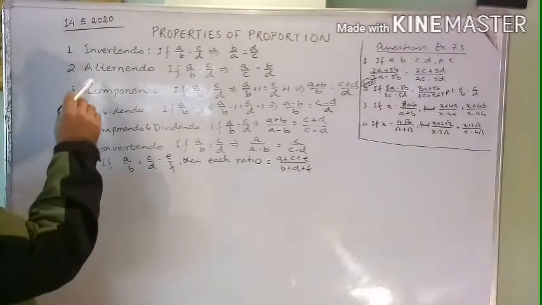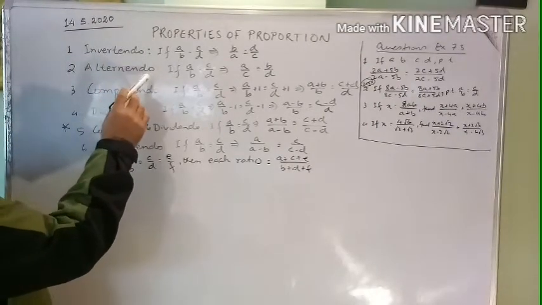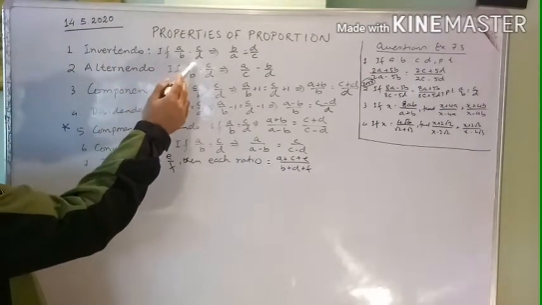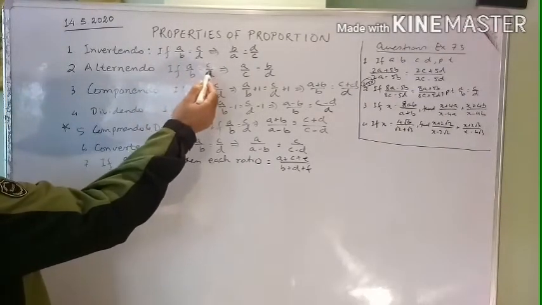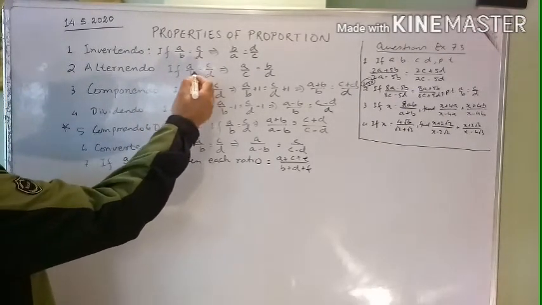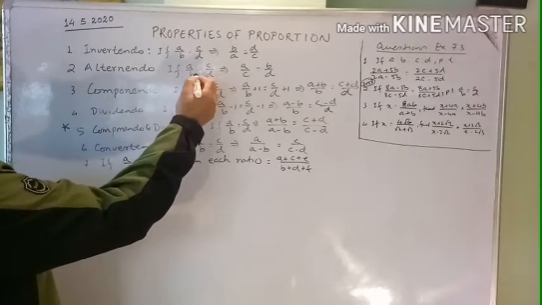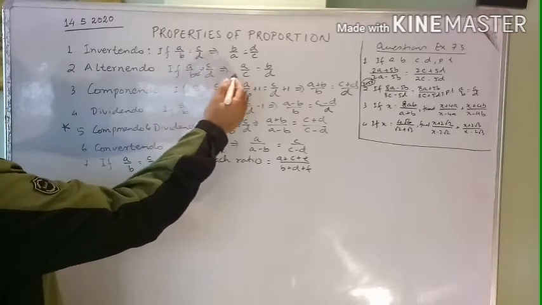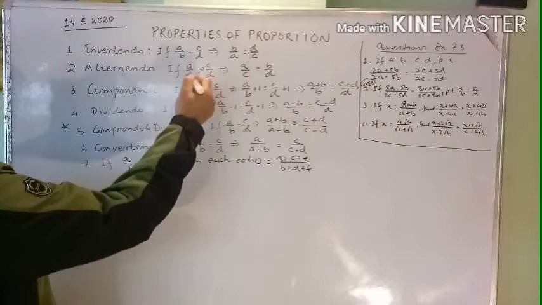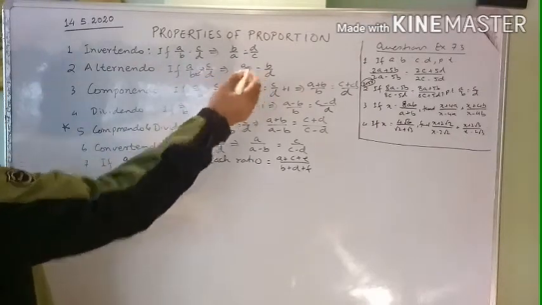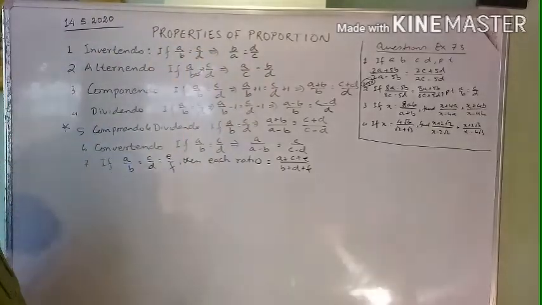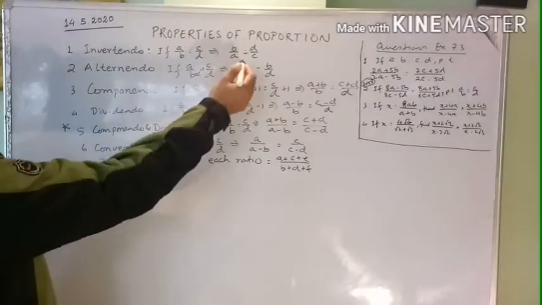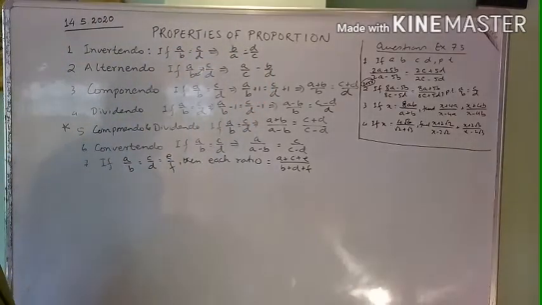Next is alternando. Alternando means if A by B is equal to C by D, then B and C can be interchanged. B will go here, C will come here. So A by C will be equal to B by D. That way you can also interchange A and D. So A by B equal to C by D means A by C will be equal to B by D. That is called alternando.